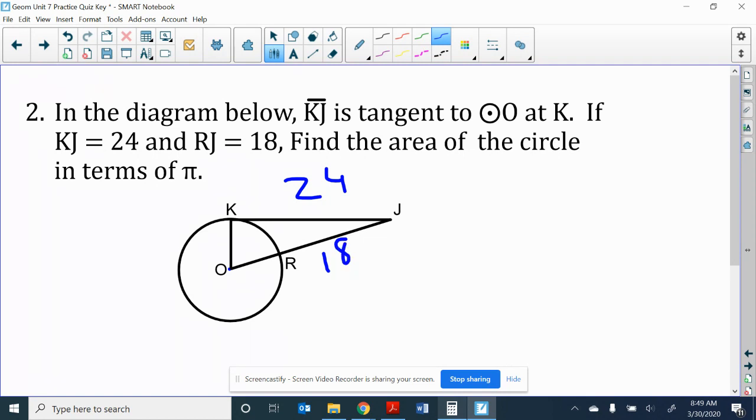Okay, so I'm thinking Pythagorean triple, and when I see 24 as a medium side or any side, there are so many possibilities, but the first one that comes to mind is 7, 24, 25, and that's what I have here. A 7, 24, 25. So the area is going to be 49 pi.